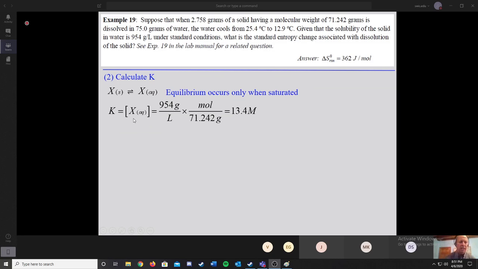So K is equal to the reaction quotient, which is X, the aqueous phase, and we leave out the solid phase. So this concentration we can get from the maximum solubility, which is 954 grams per liter. And we convert that to moles using the given molecular weight. And we end up with 13.4 moles per liter.